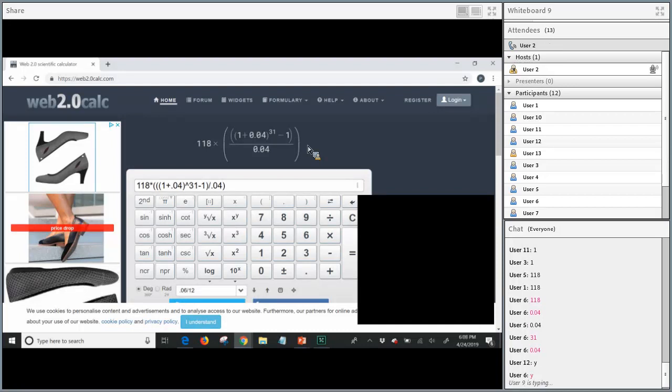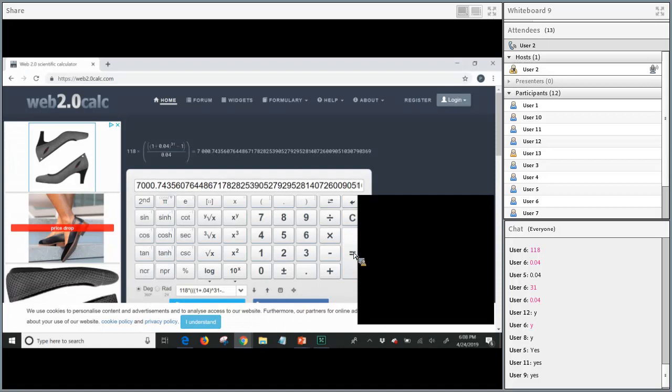So if you think it looks correct, just say yes or correct. If you think it's incorrect, please say so and indicate what you think is incorrect. Looks like we all are agreeing that it's correct, and it is. So I have the 118 times the 1 plus 0.04 raised to the 31st power minus 1 all over 0.04.